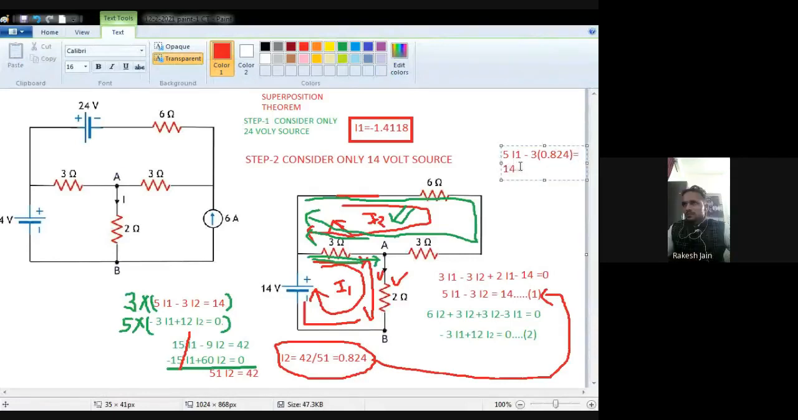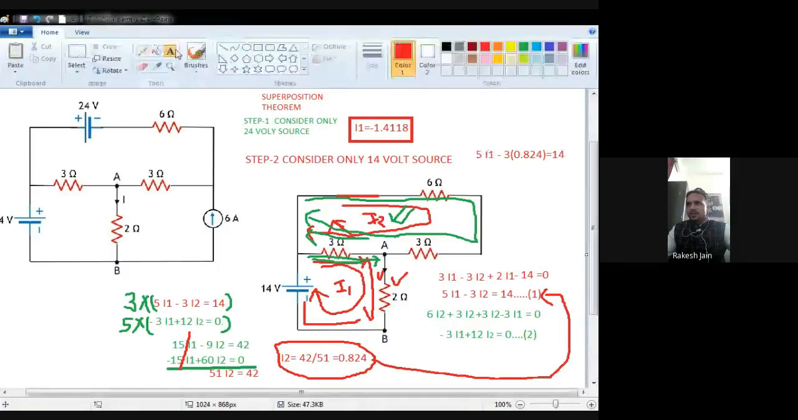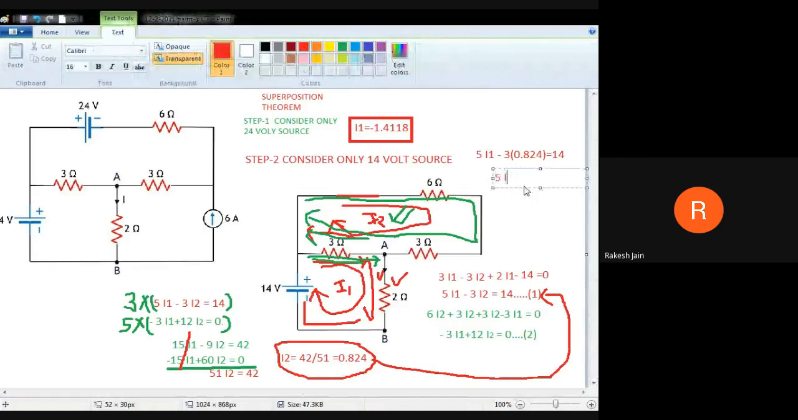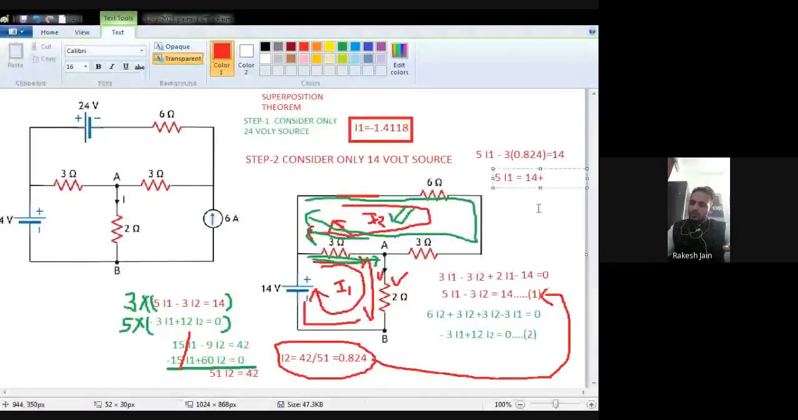I write this 2 as a subscript so you are not confused between the 12 and I2. And what is the constant? Constant is nothing. So minus 3 I1 plus 12 I2 is equal to 0. Now we have to solve these two equations and find out the current through 2 ohm. That is my I1, so I have to find out I1.